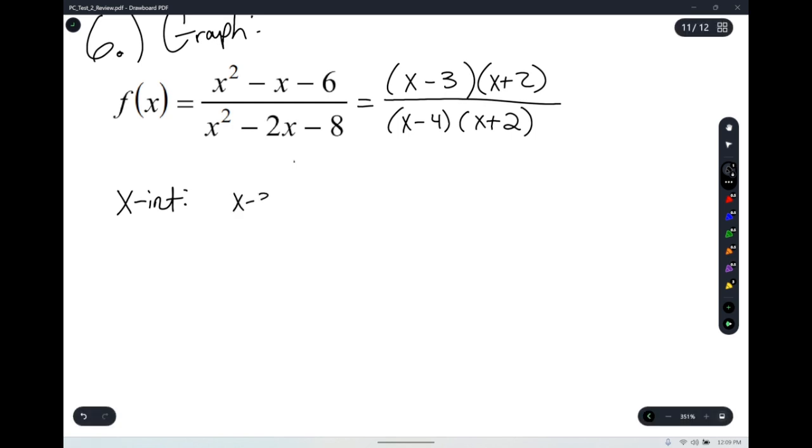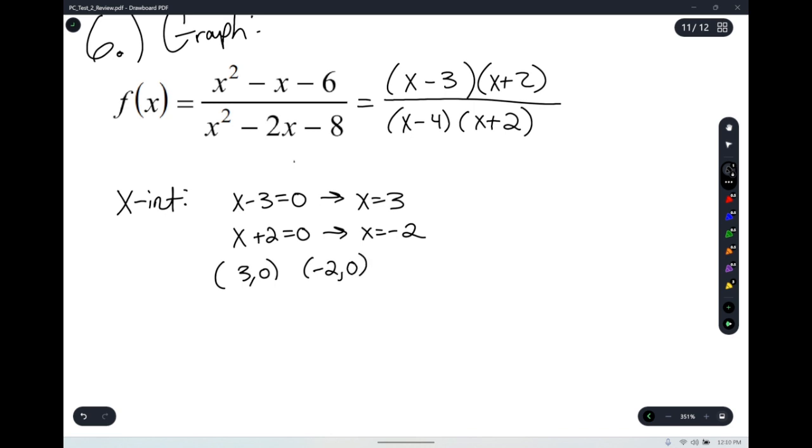So x minus 3 equals 0 gives us x equals 3. And x plus 2 equals 0 gives us x equals negative 2. So those are your x-intercepts of (3, 0) and (negative 2, 0), with a little caveat on this negative 2 because something's going to happen to it. There's a little caveat there that we're going to see when we do the vertical asymptote.